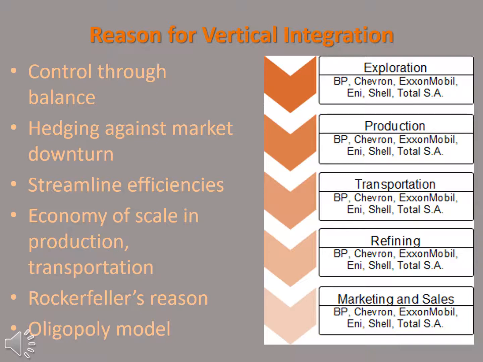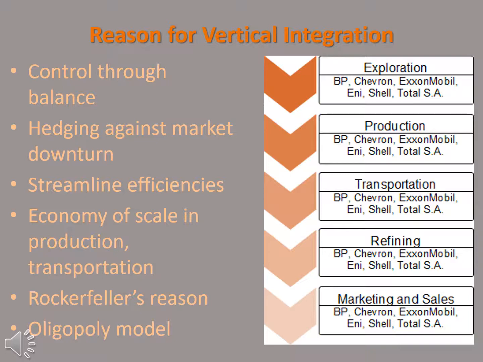And the reason for vertical integration is really about control and streamlining the efficiencies. It is exactly what Rockefeller was trying to do. Rockefeller was trying to consolidate everything so he could profit from the economy of scale. Now, in terms of economy of scale, the oil companies basically ramp up the production as quickly and as much as they can. On the transportation, they have bigger and wider oil tankers that carry more on one trip.